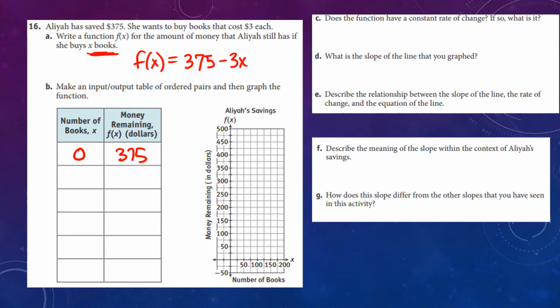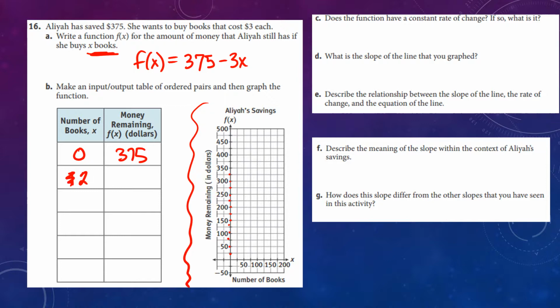Now, they gave me a scale here, which is really nice. It saves me a lot of time. I don't have to create that whole graph from scratch. But if you notice, the graph goes to 500, and she starts with 375, and each interval here is 25. And so I don't want to say when she buys 1 book how much money she'll have, because that's going to be really hard to graph on a scale that's going by 25. So we want to be conscious of that before we make some choices.